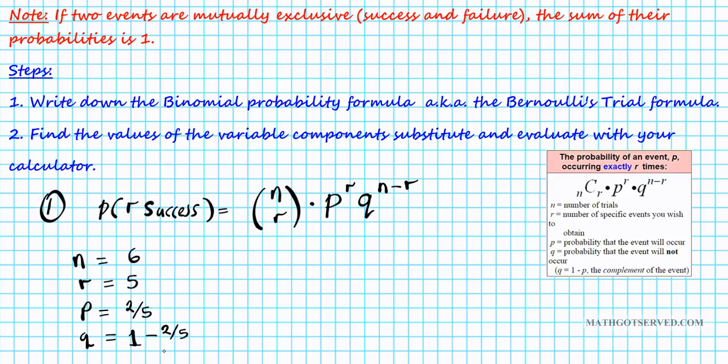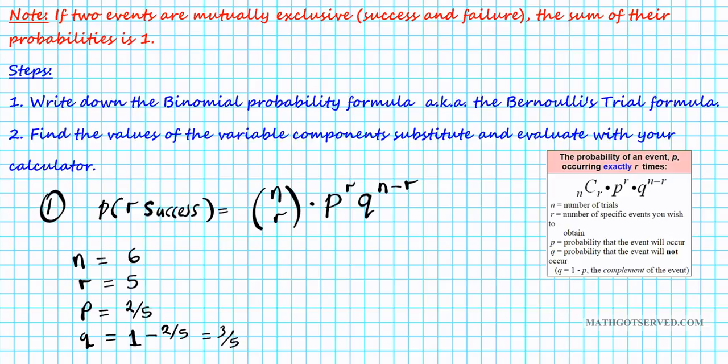Okay, so don't forget that q is 1 minus p, not p minus r. q is 1 minus p. All right, so you find the LCD there. You can write this as 5 over 5 minus 2 over 5. That gives you 3 over 5.